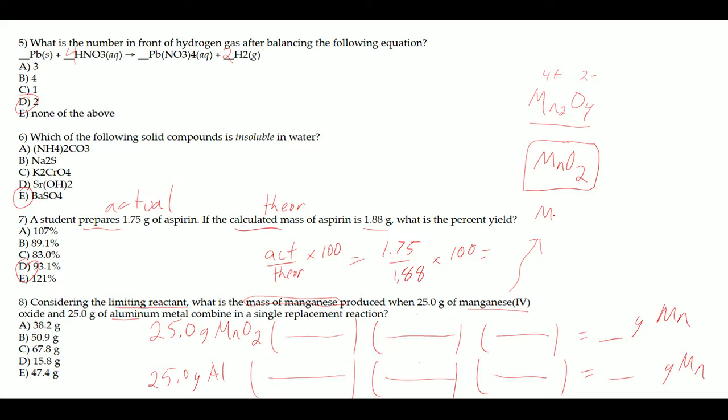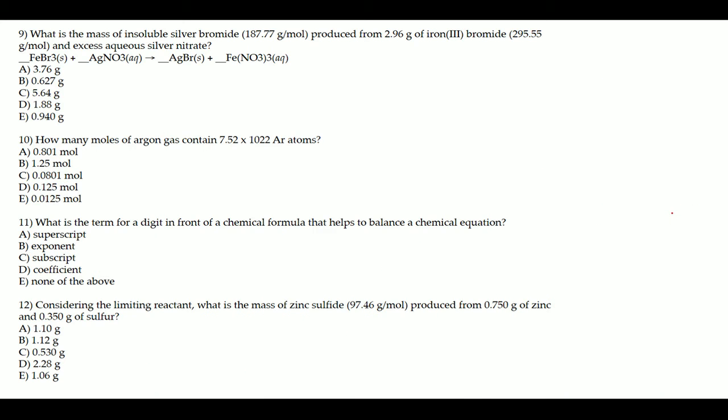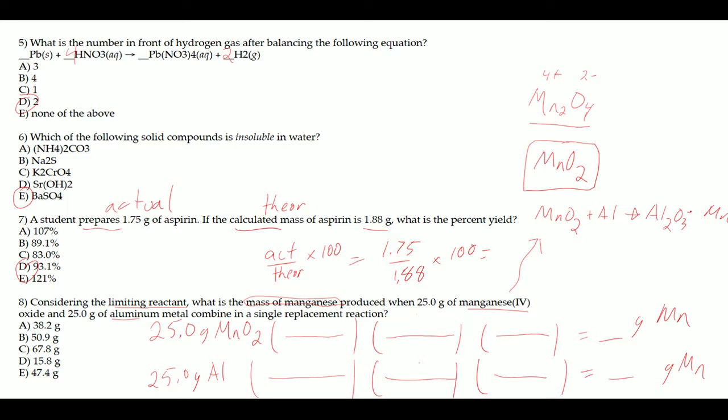I'm going to use MnO2, which we're told reacts with aluminum in a single replacement, meaning aluminum steals oxygen. And the formula for aluminum oxide is Al2O3. Okay, so there's my single replacement reaction. I need to balance it.